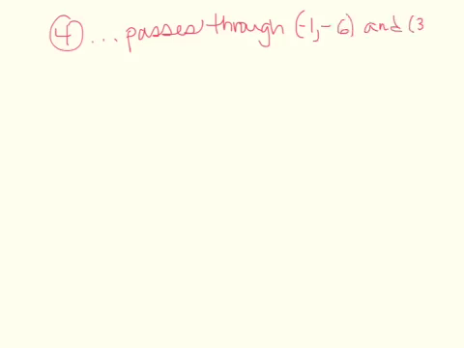Next one I want you to try on your own. So it's going to be the same thing as number 3, but now I want you to try to find the slope of the line that passes through -1, -6, and 3, 10. In this case, I actually want you to write both answers. So go ahead, pause, and try it.